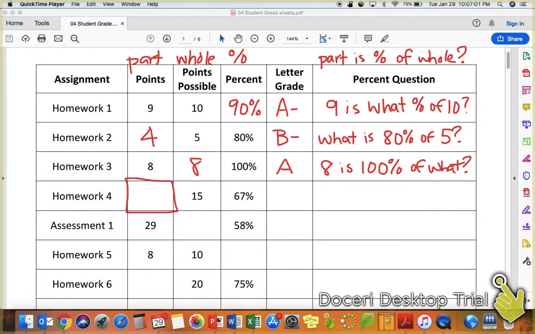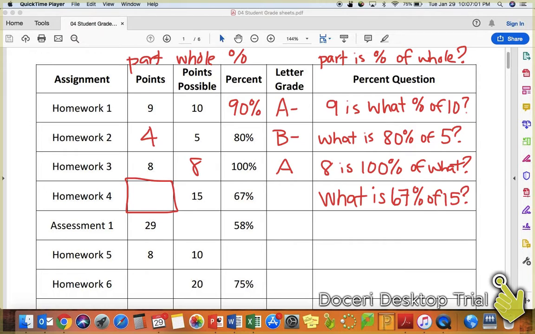I'm looking for my part. So instead of my part, I don't have a number to put there. So I'm going to put the word what. So what is, and now I know my percent is 67%, and my whole, so 67% of 15. And that's going to be my question.